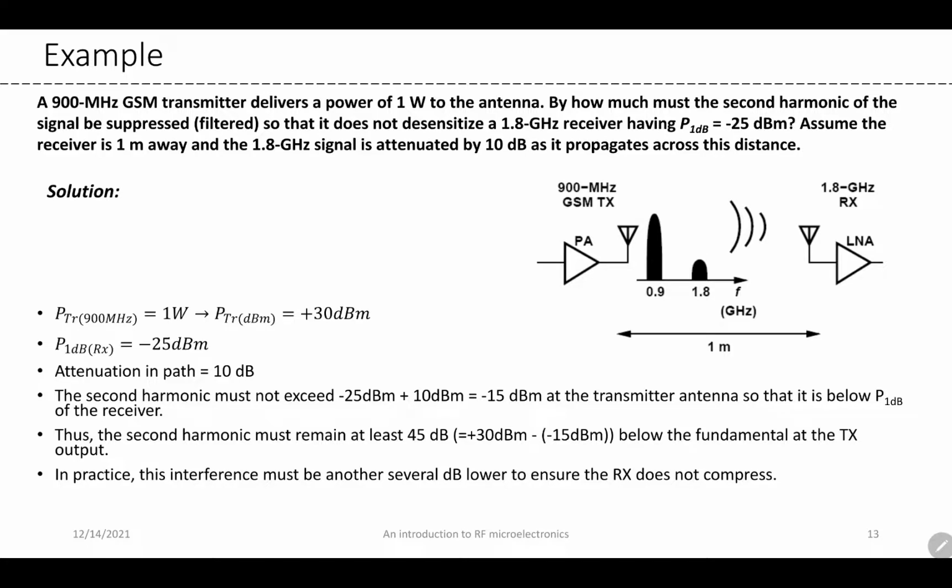Okay, let's look at an example. If we have a 900 megahertz GSM transmitter, which is delivering a power of 1 watt to the antenna, by how much must the second harmonic of the signal be suppressed so that it does not desensitize a 1.8 gigahertz receiver? The second harmonic of a 900 megahertz signal would be 1.8 gigahertz, right?